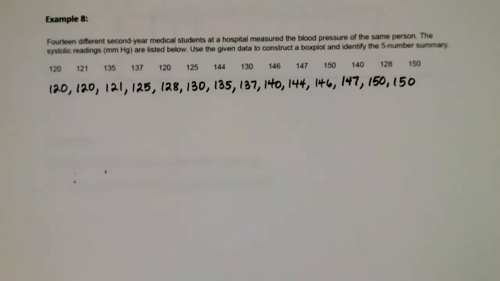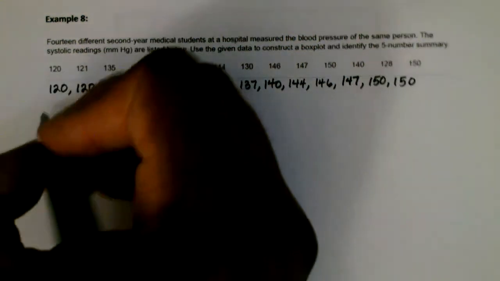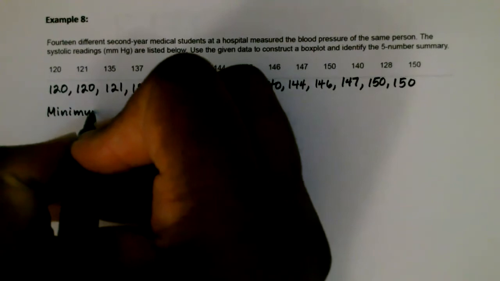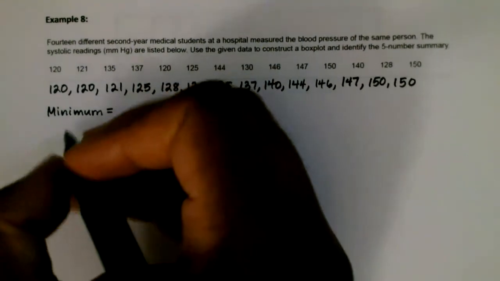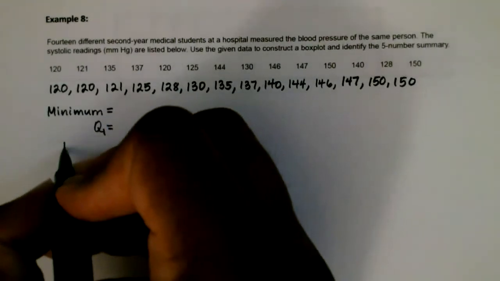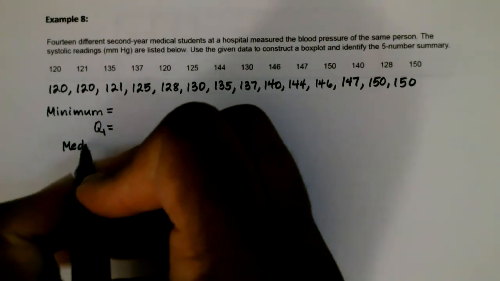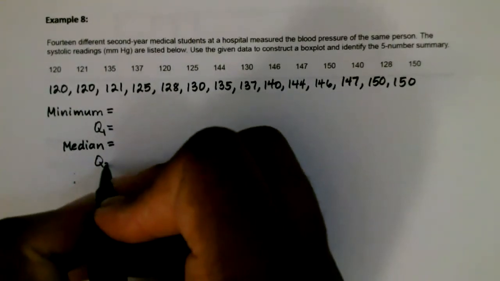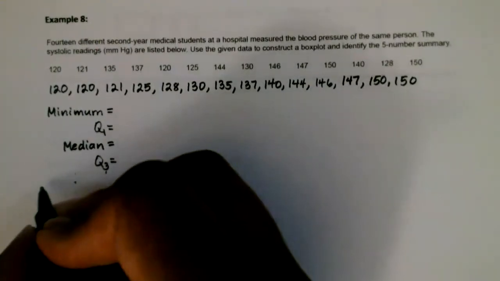So if your data set is not in order from least to greatest, you need to sort that data set first and then do your 5-number summary. Because in the 5-number summary, you need the minimum, and then Q1, and then the median. That's the same as Q2, and then Q3, and then your maximum.